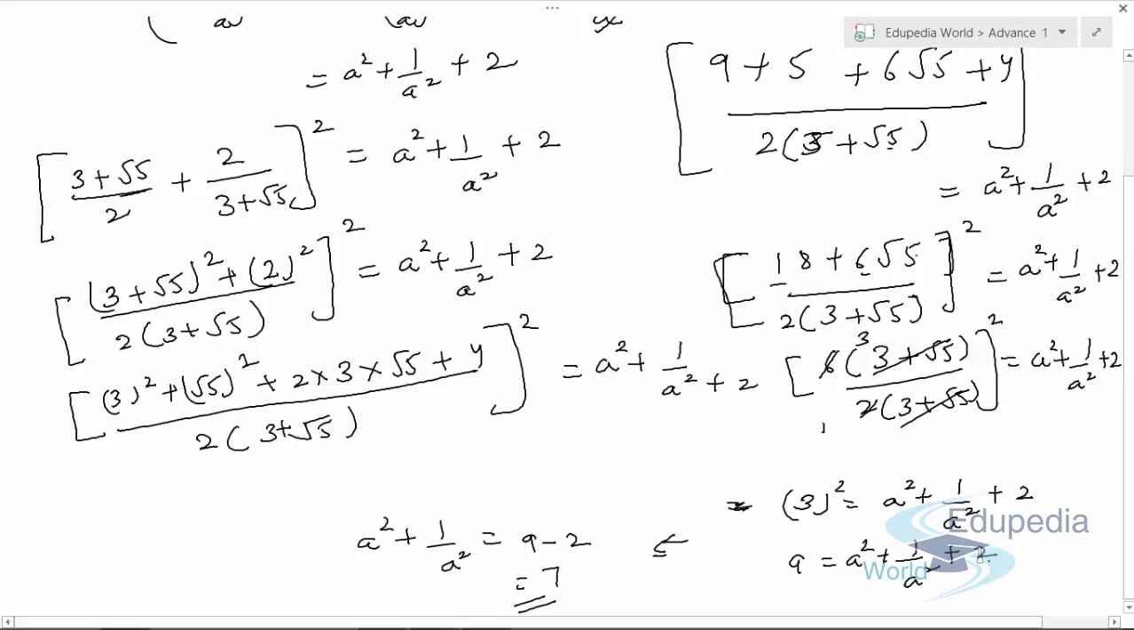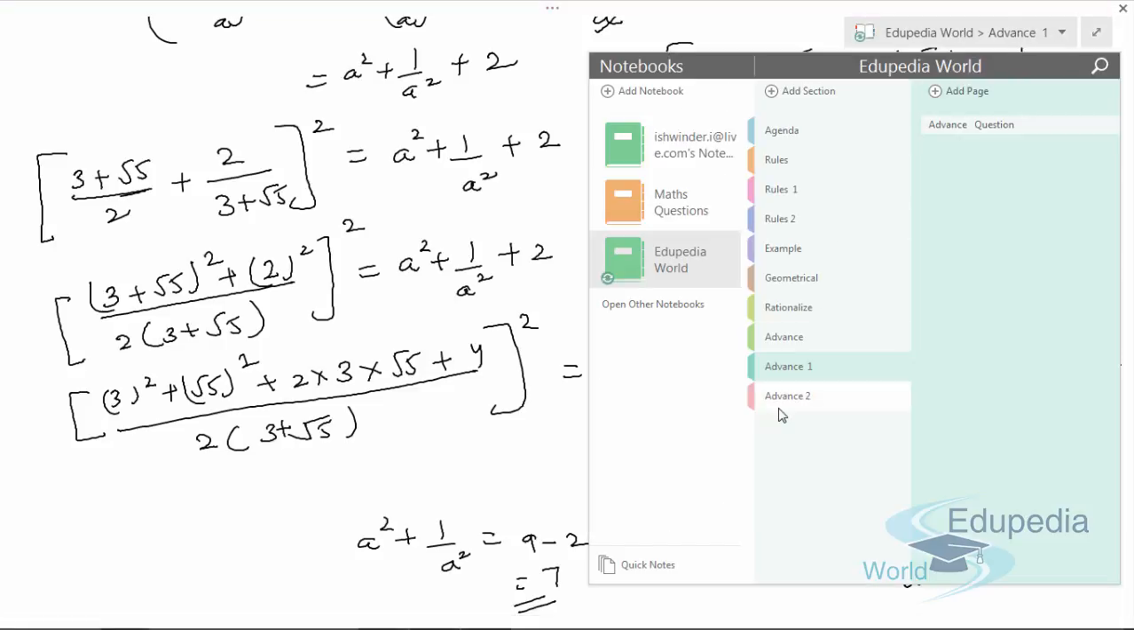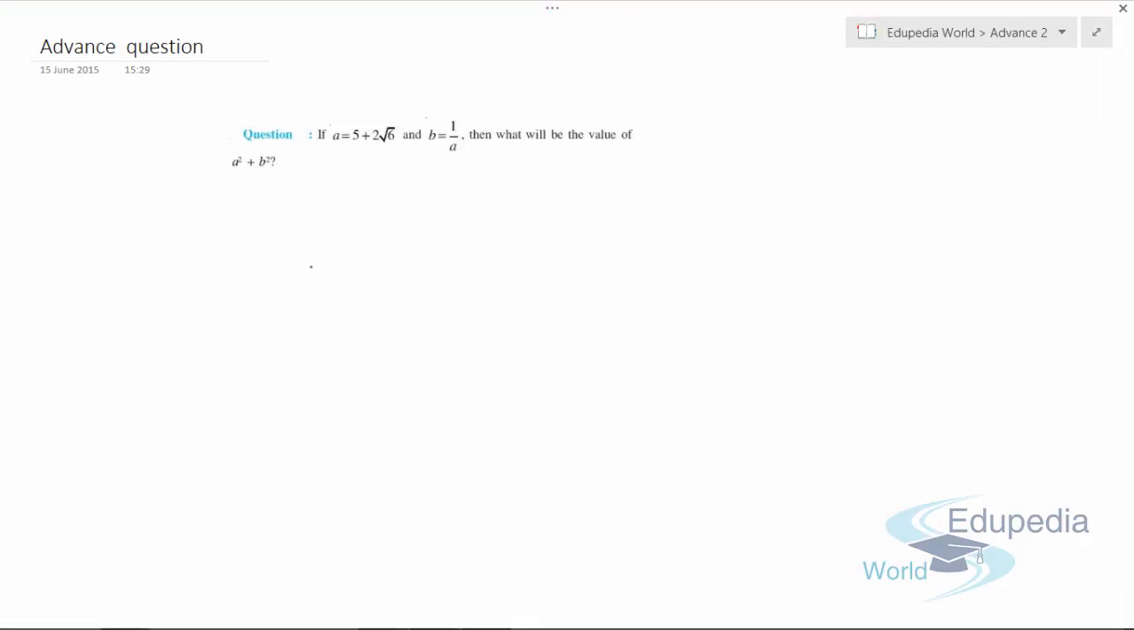So let's discuss one more question related to this concept only. Now the question is, we have a as 5 plus 2 under root 6 and b is given as 1 by a. So we have to find the value of a square plus b square. So we can write a square plus b square as a square plus 1 by a square. Why? Because b is given as 1 by a.